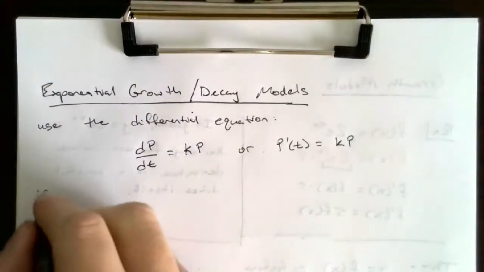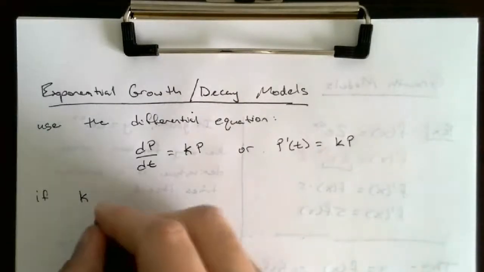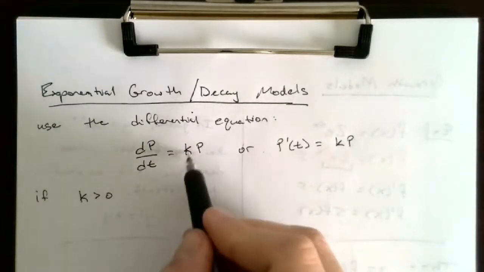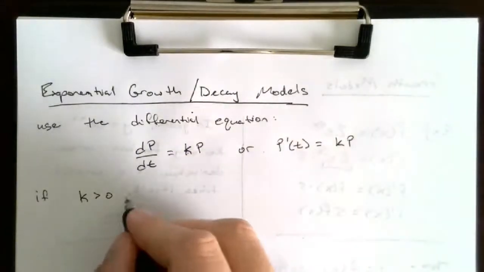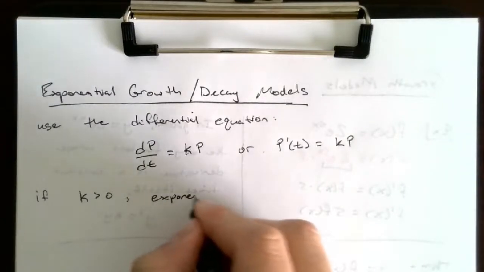If k is greater than 0, we know that it's going to be exponential growth. So if k is positive, if k is greater than 0, we know it's exponential growth.